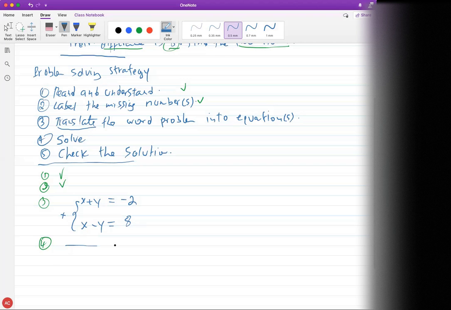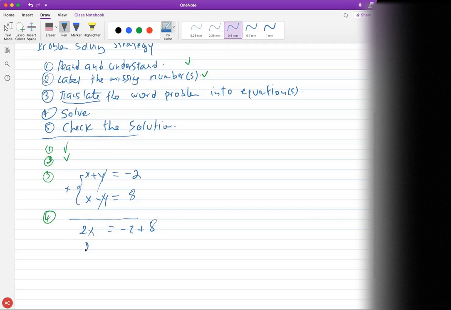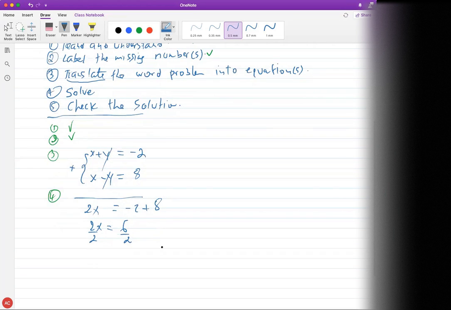So x plus x, that's 2x. Y and y cancel out. Negative 2 plus 8 would be 6, so 2x equals 6. Finally, we divide by 2, divide by 2. X equals 3. Exactly. That's one of the numbers that we need. Then we're going to need to find the other number.